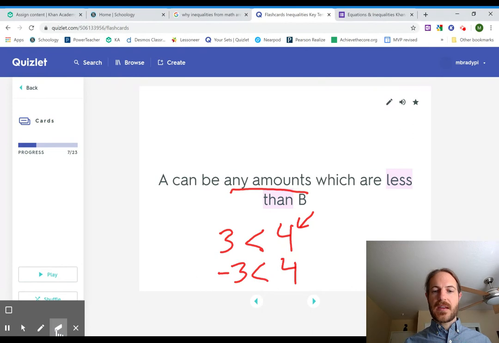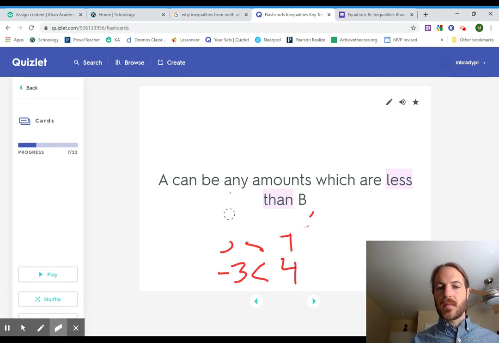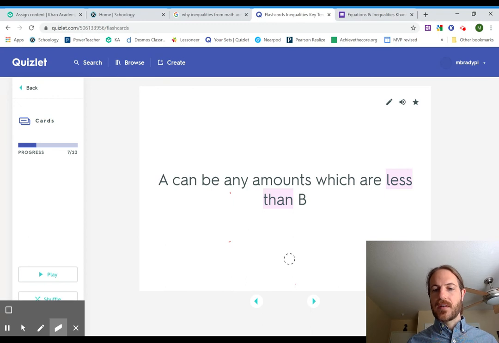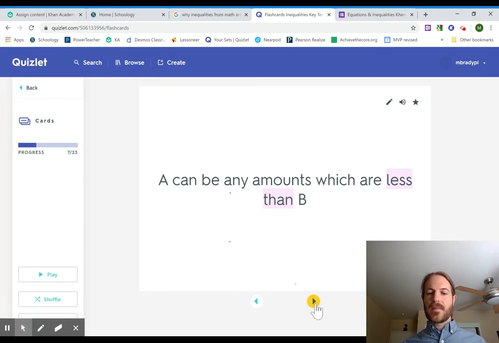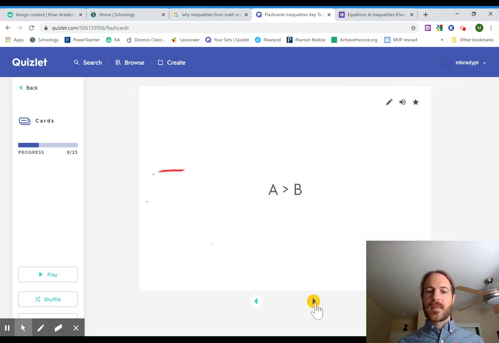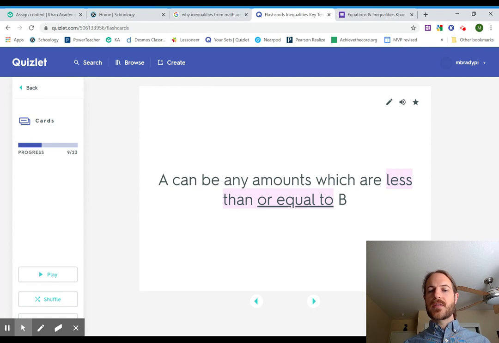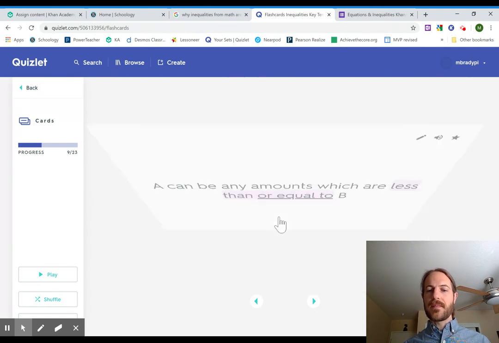Let me erase that. We'll move on to the next one. So this one would be A is greater than B. This one is A can be any amount less than or equal to B.